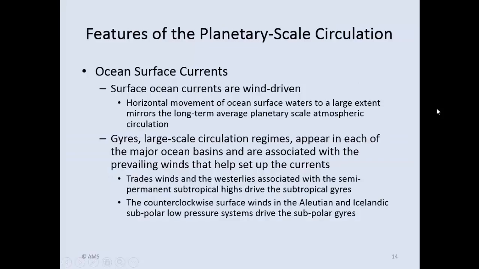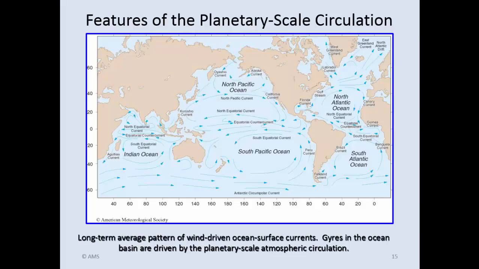All right, as I mentioned earlier, ocean surface currents are driven by the surface wind of surface systems, high pressure systems for the most part. And we call them gyres. Gyres are these large scale circulation patterns in the ocean, and they do appear in the major ocean basins. Let's put a map up here so we can understand it.